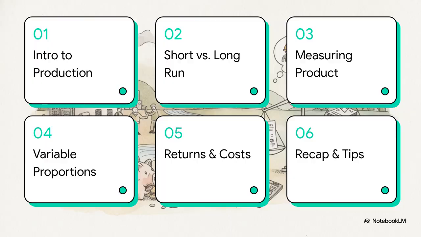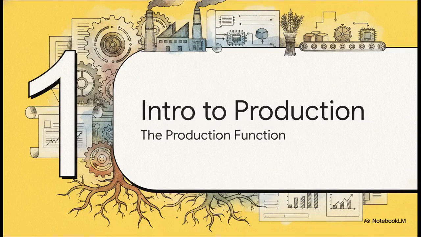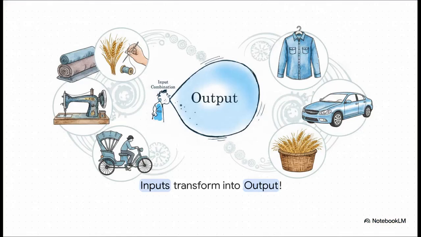Let's get into it. Section 1, Intro to Production Function. All right, so look at the diagram on your screen. This beautifully illustrates the absolute basics of production. It's really just the process of taking inputs and transforming them into an output. Think of a tailor, right? They use inputs like cloth, thread, a sewing machine, and their own labor, and they transform all of that into an output, a brand new shirt. Every business does this, whether they're building cars, growing wheat, or giving rickshaw rides.